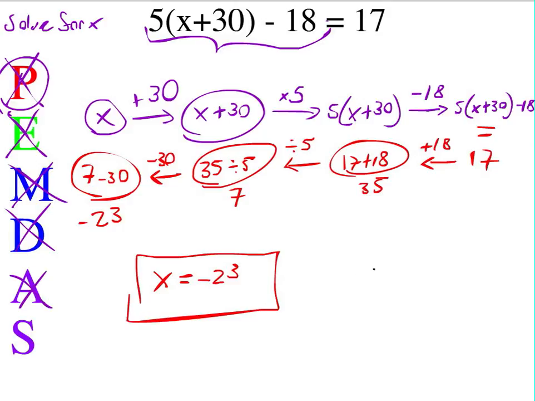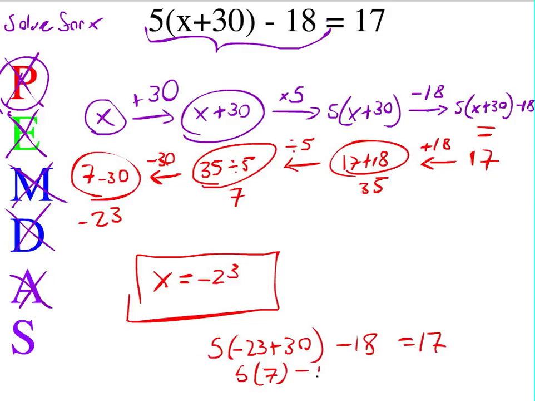Now, I always encourage you to check your work. So what we can do is take our original equation, and instead of plugging in x, we're going to plug in negative 23. And we can use our order of operations. So we start inside the parentheses, and this turns out to be 7. Minus 18 equals 17. Now we continue on with multiplication since we don't have any exponents. So we have 35 minus 18 equals 17. And finally, 35 minus 18 does in fact equal 17.